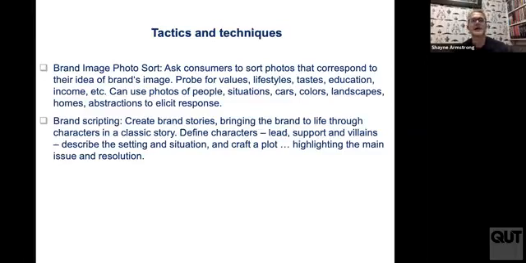Brand scripting. This is about creating brand stories, and we'll devote a particular lecture later in the semester to brandscapes and storyscaping. But this is about bringing the brand to life through characters in a classic story. So you define the characters, and often the brand is a hero in it, or they might be a mentor figure as well.